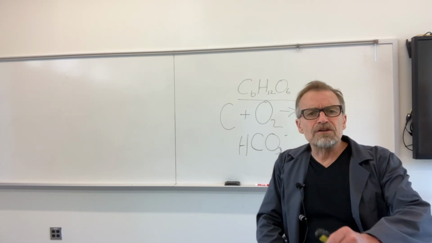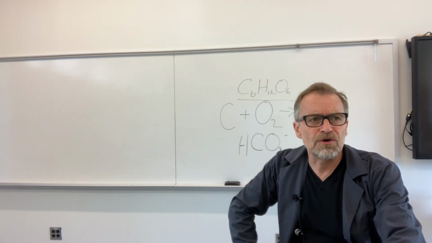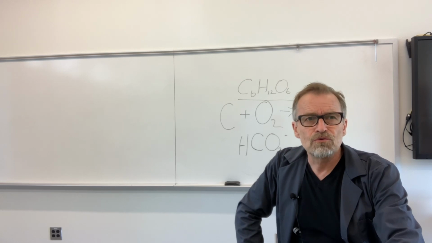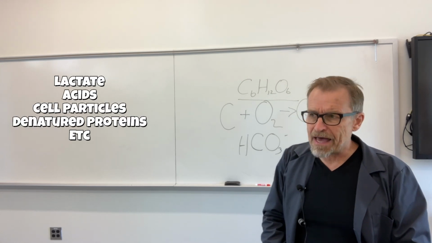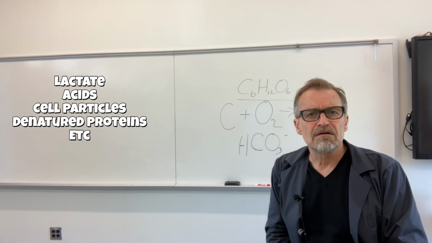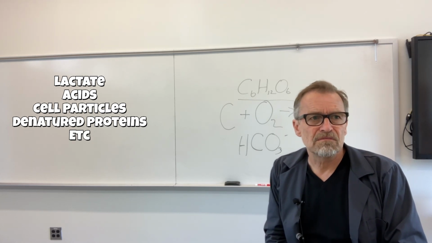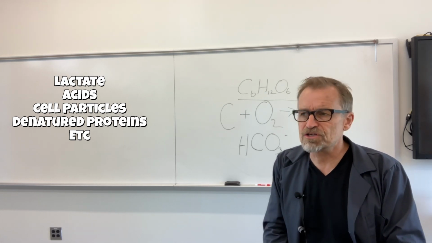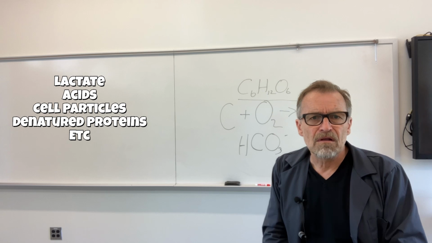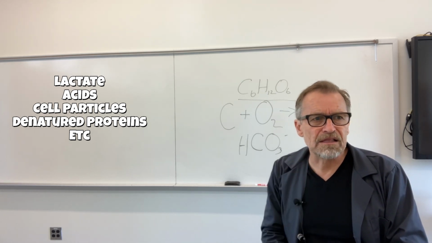There are other things that your body's blood circulation is going to do, like, for example, removing metabolic products. That could be lactate, broken cell pieces, or denatured proteins, which are proteins that are no longer functioning anymore. All that's going to be carried away. We're going to talk about that later.